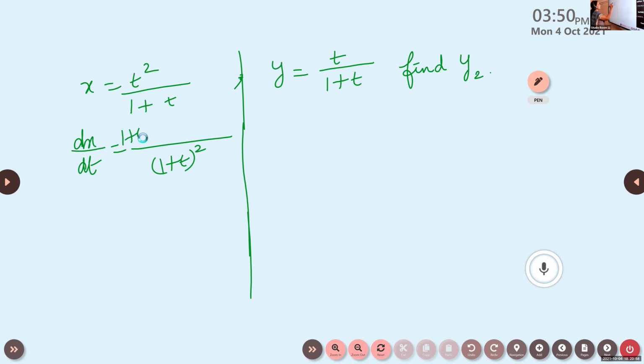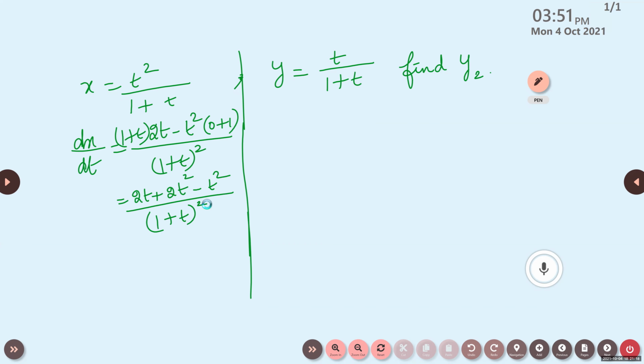1 plus t into derivative of t square, 2t, minus t square into 0 plus 1. Is it correct? When I multiplied, I wrote 2t plus 2t square. Am I correct, Karthik? Yes, ma'am, now it is correct. So 2t, and 2t square minus t square means it is t square. Yes, ma'am, now it's correct.